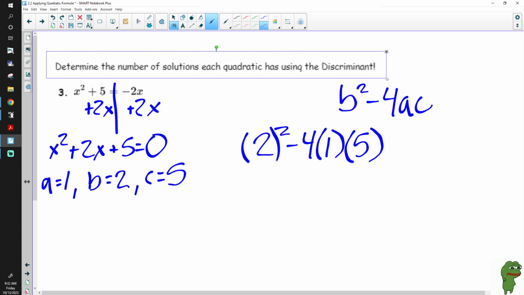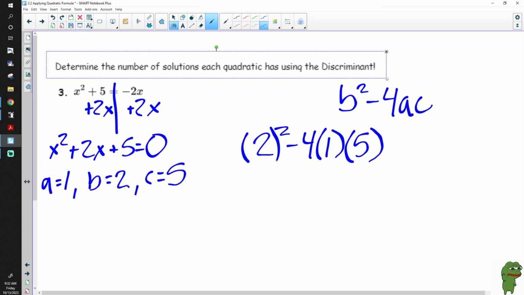Is -2 squared -4? No, -2 squared should be +4. Your calculator does order of operations wrong. So if your B value was ever a negative number, which it is a lot of the time, if you don't put it in parentheses, will your answer be correct? No. When it's a positive number, do the parentheses matter? No. But when it's negative, be careful.